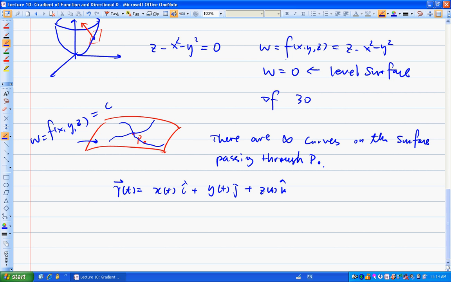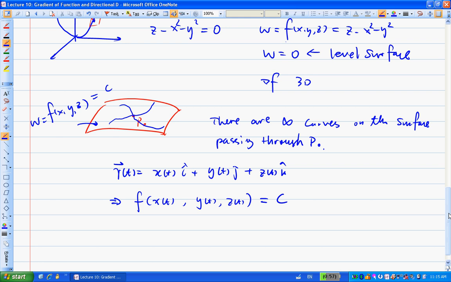And this curve is inside this surface, meaning the x of t, y of t, z of t has to satisfy which equation? This one here. So that means f of x of t, y of t, z of t equals a certain constant c, because this curve is in the surface. Any questions? So far so good?